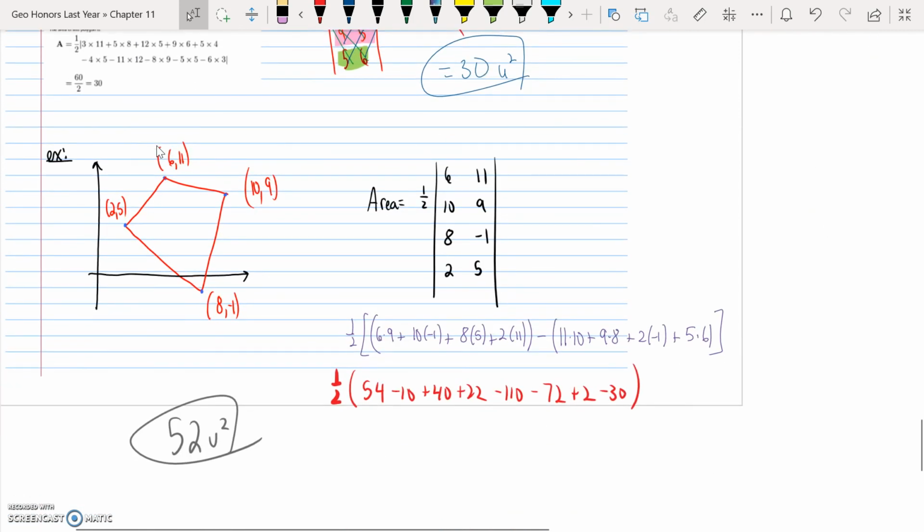I'd encourage you to pause again. Sometimes the shoelace algorithm takes a second to figure out how you're setting it up and also to do the arithmetic for it. But here's my answer for this last one. The answer comes out to a nice even 52 units squared.